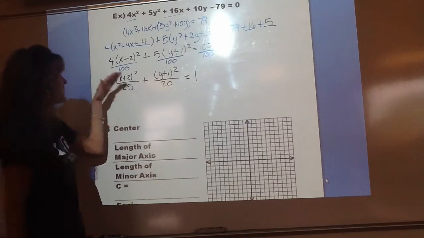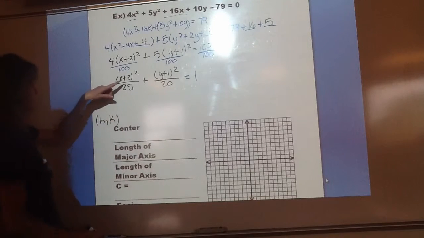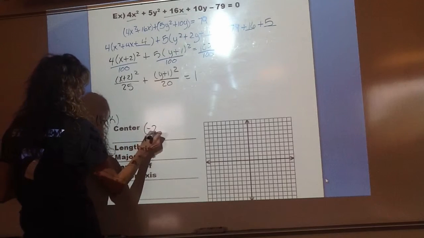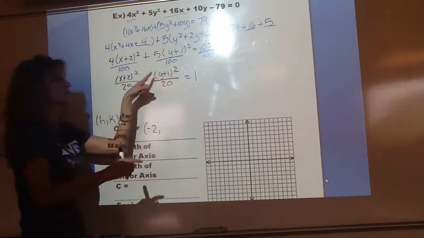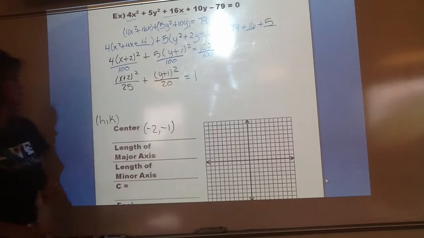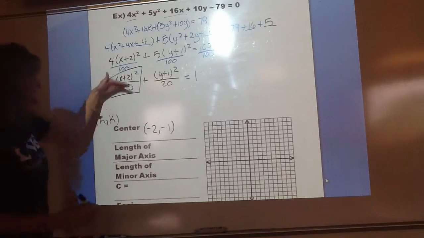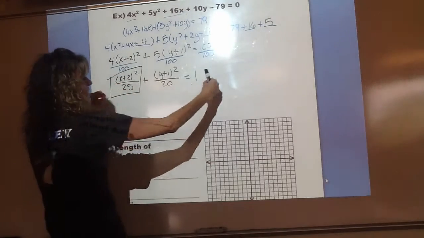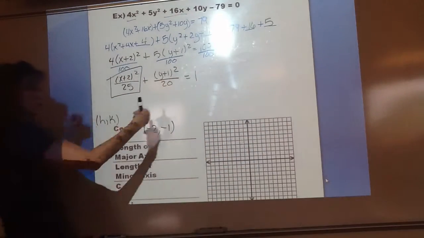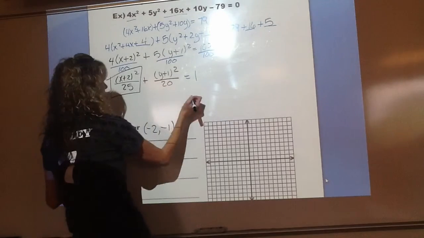Once this equals 1, I can figure out my center, which is h and k. My h is in the first spot, so it comes from x. It's the number being subtracted from x, so it is negative 2. My k is in the second spot, so it comes from y. It's the number being subtracted from y, so it's negative 1. That's my center. By the way, I just got ahead of myself. Here's my bigger denominator. It's underneath the x. So this oval is going along the x-axis, or it's parallel to the x-axis. It's elongated horizontally. So my major axis, well, let's figure out what our a and our b is.